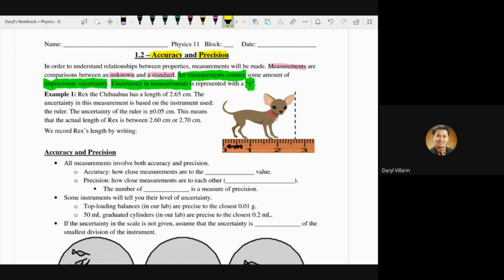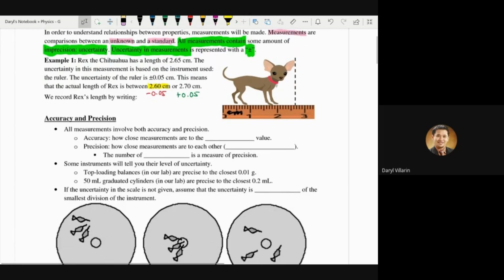So this actually means that the actual length of Rex, the Chihuahua, would be between 2.60 centimeters and 2.70 centimeters. Well, 2.60 is the minus 0.05, and this would be the upper limit of plus 0.05. So again, 2.60 represents the 2.65 minus 0.05 centimeter, and the 2.70 is the upper limit, which is plus 0.05. So that means that more likely the actual length of the Chihuahua is between 2.60 and 2.70 centimeters.